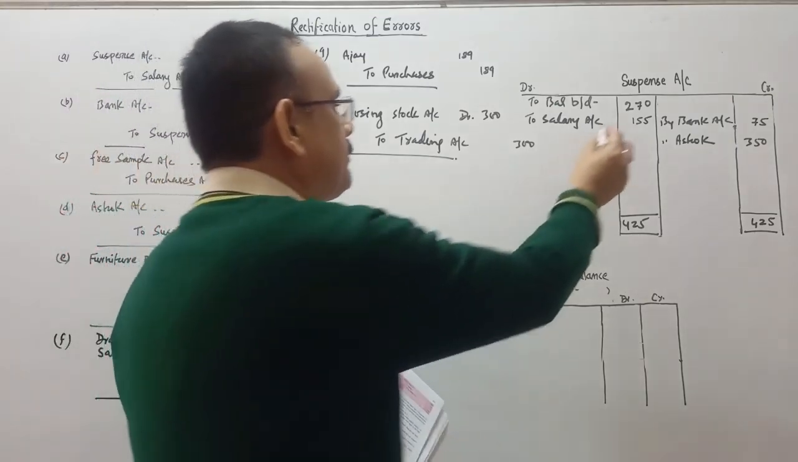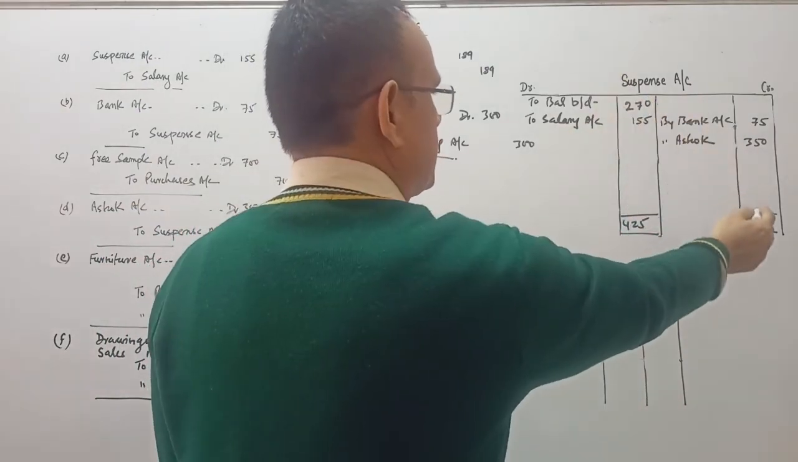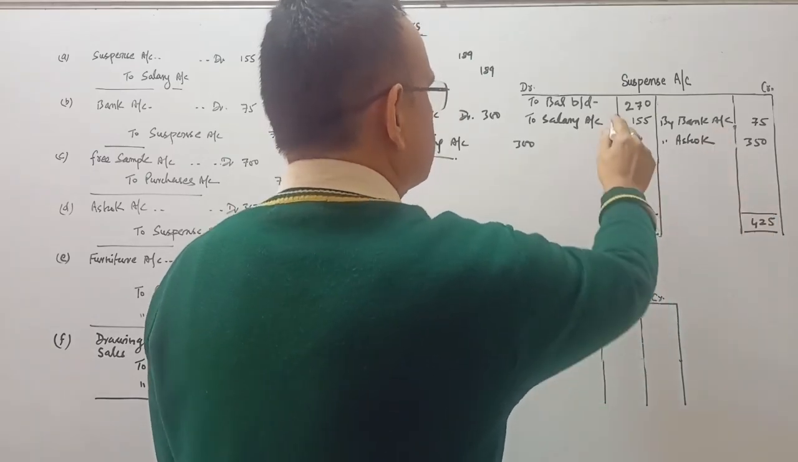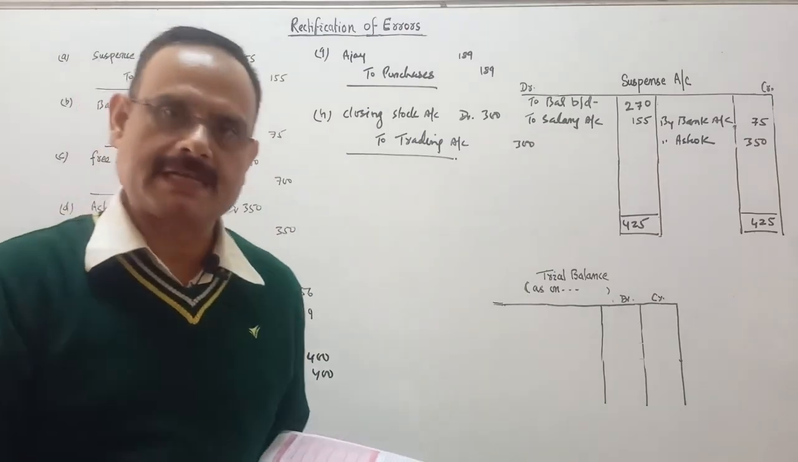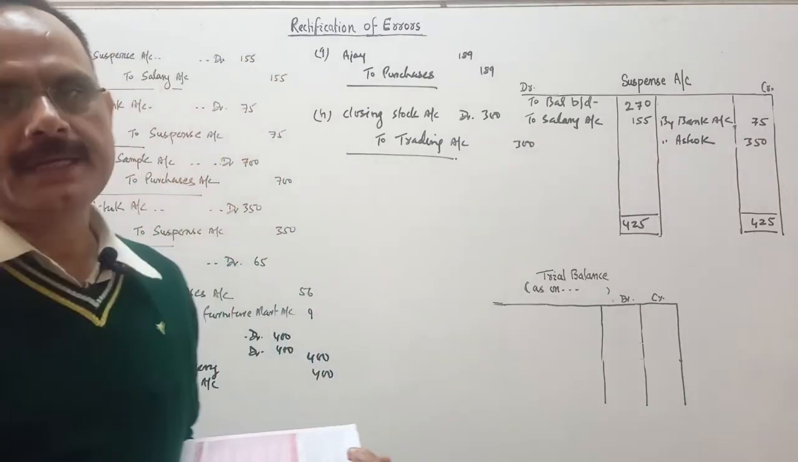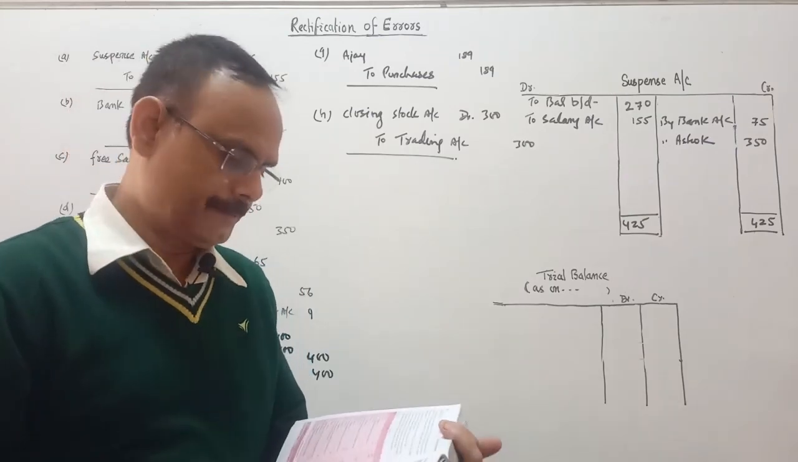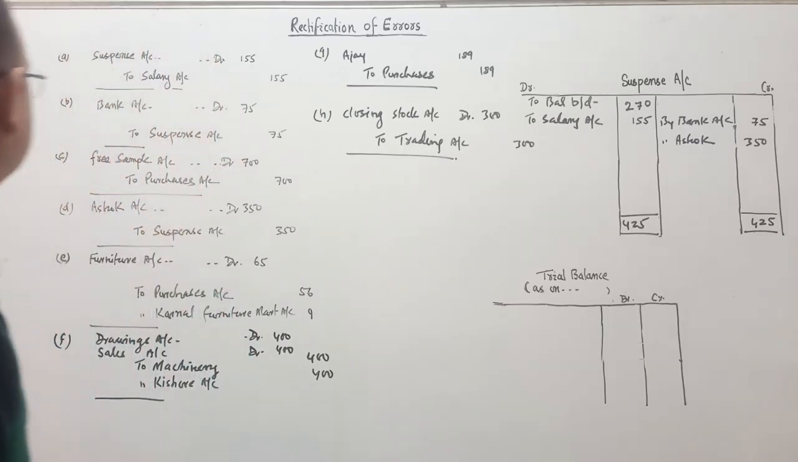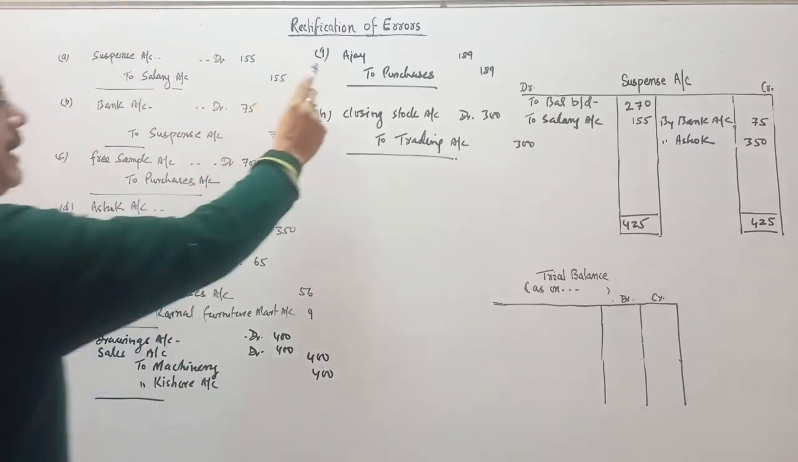It was not given whether it was debit or credit. After preparation of the suspense account, we come to know that credit is more and debit is less. It means the opening balance of suspense is 270 on the debit side. Opening balance on the debit side means the suspense account has a debit opening balance. Is it clear? So there are A, B, C, D, E, F, G and H.